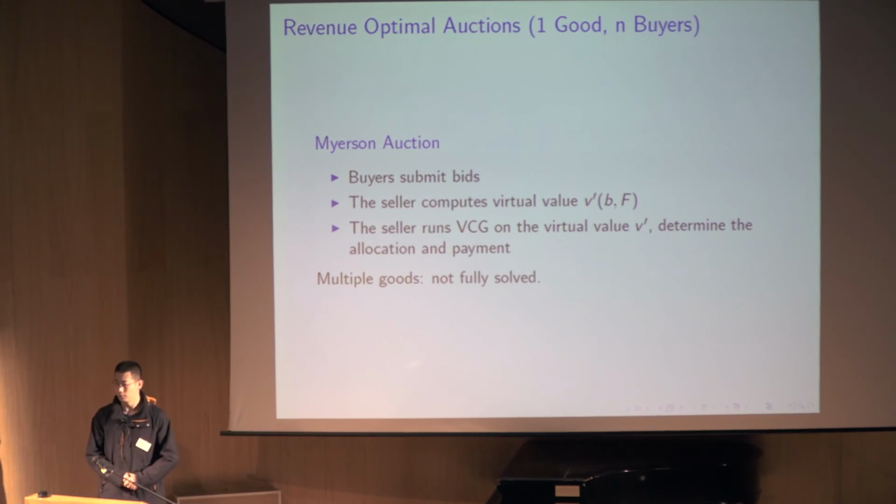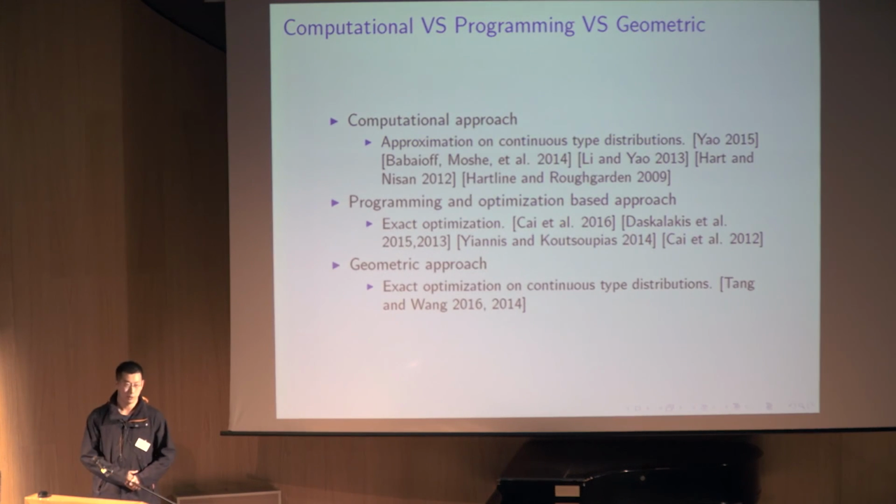When there is one good, Myerson has given the optimal auction. But when there are multiple goods for sale, the optimal auction is very complicated and it is not fully solved. There are several approaches for multiple goods. First is the computational approach, and there is much work on approximation on continuous type distributions.